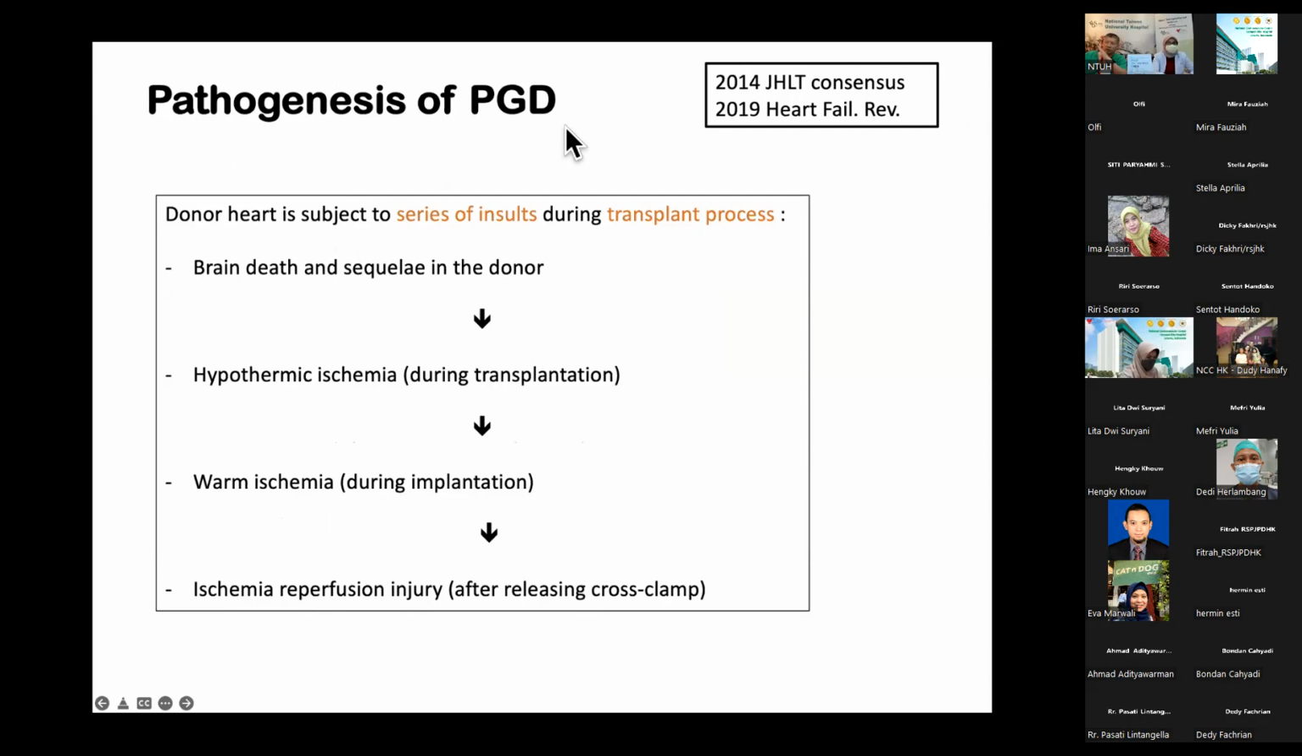As I just mentioned, there are some factors. One is donor factor. Some donors may have serious insults, such as brain death, hypothermia, ischemia during transplantation, or multi-organ procurement. The general surgeon will cut down the IVC, sometimes wrongly, and you get a lot of bleeding. It happened in my country. Okay, and sometimes ischemia. So this is a donor factor.